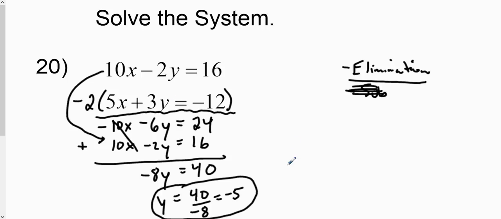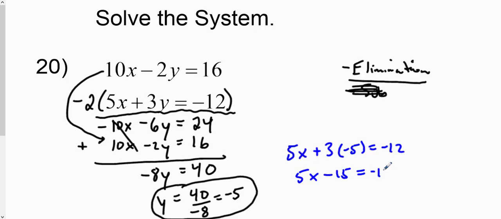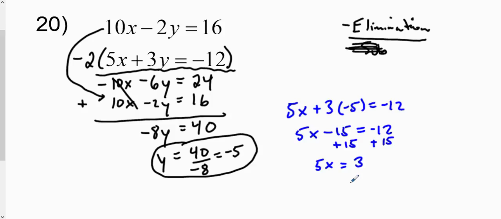This one seems a little bit less intimidating, I guess. You can plug it into either one, it doesn't matter. We're going to have 5x plus 3 times negative 5 equals negative 12. This right here is going to be 5x minus 15 equals negative 12. I'm going to add the 15 to the other side, and what we have is 5x equals 3. And what we then have is x is going to equal 3/5.